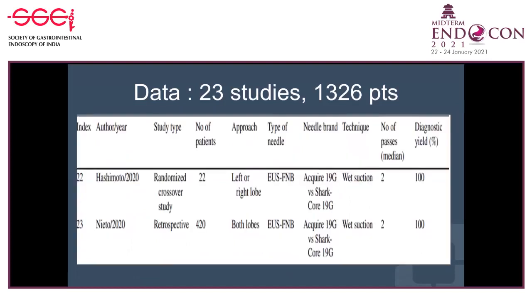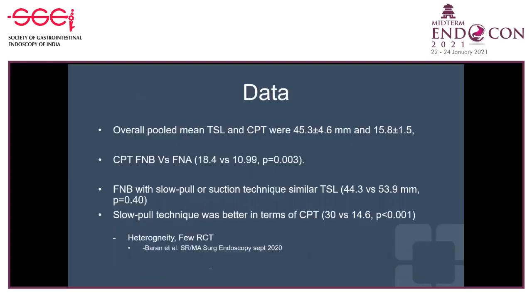My personal preference, I toggle between 19 gauge and 22 gauge. I go slow stylet pull. I do fanning. I make about 1 to 2 actuations. I actually pull the stylet back about 3 to 4 centimeter before I thrust the needle into the liver, and then I ask my attendant to pull the stylet slowly while I make 1 to 2 actuations.